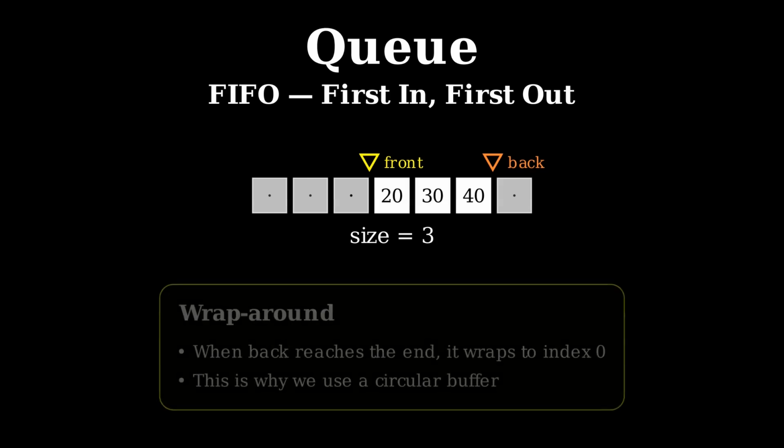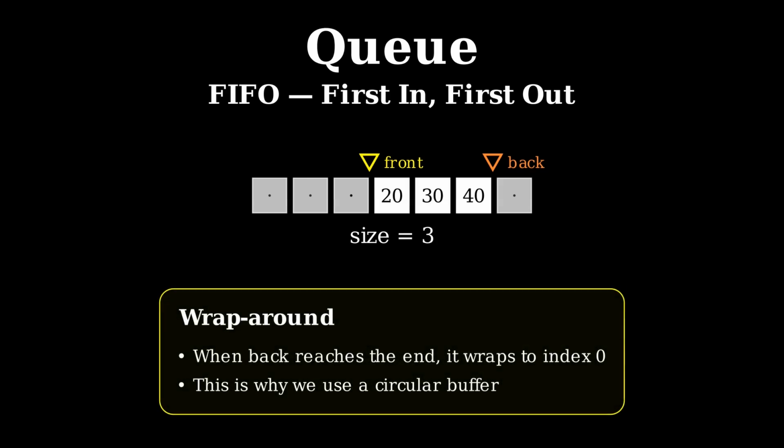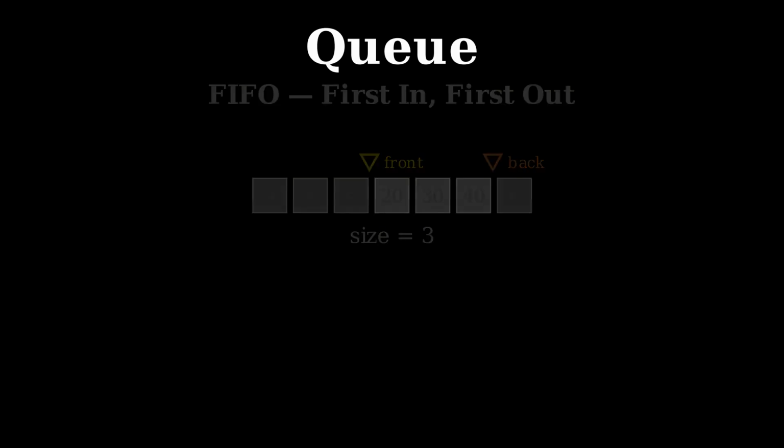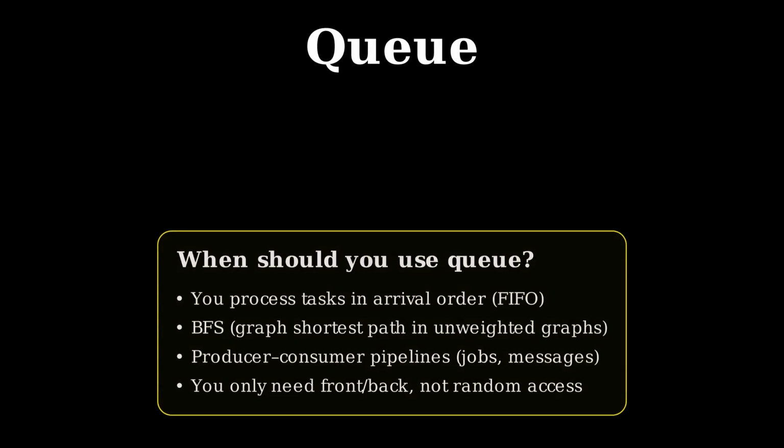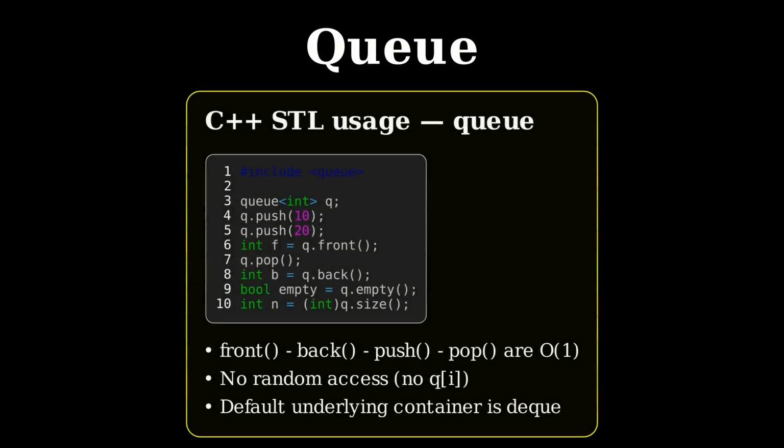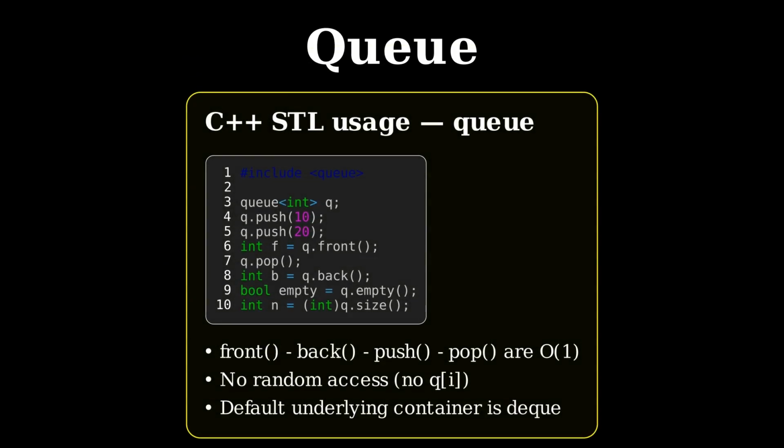When the element in the back reaches the end, the back cycles around into the 0th index. You can think of it as an array that is shaped like a ring, which is exactly what a circular buffer is. This makes queues ideal for situations like task scheduling, BFS in graphs, or anything that only requires access to the front and back. In C++, we define our queue like this.